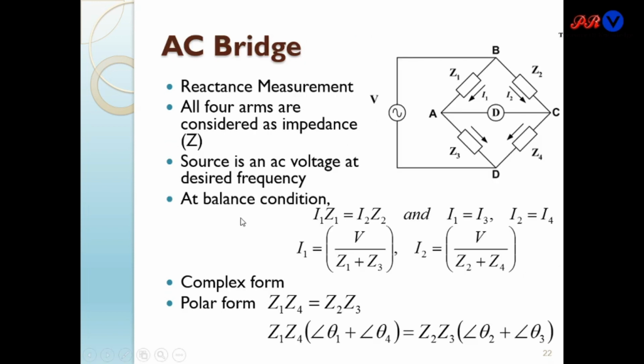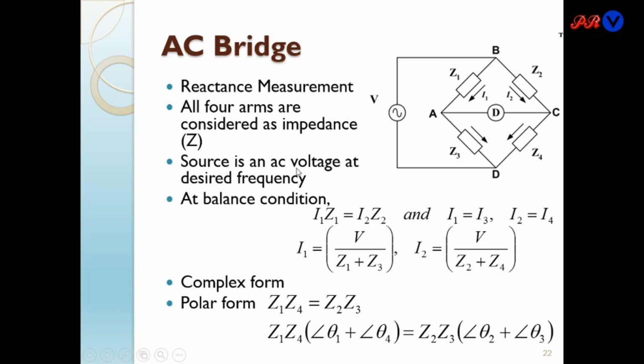AC bridge. Now we will study the AC bridge. We can see here this is an AC bridge. Here resistances are replaced by impedances. The AC bridge is used for reactance measurement. It can be inductive reactance or capacitive reactance. Here all arms are considered as impedances, while in case of DC bridges we have resistances in the arms.